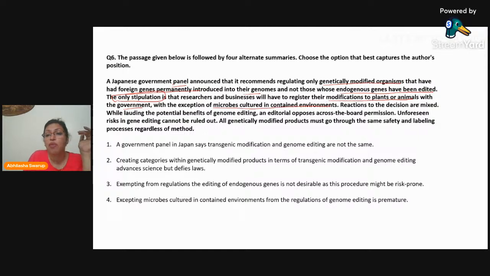Now the reactions are mixed. People may like it, may not like it. While lauding the potential benefits of genome editing, an editorial opposes the across the board permission. They're saying, oh, you should not give permission to everyone.